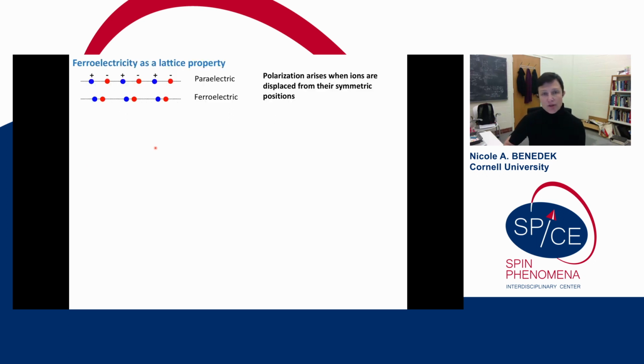In polar and ferroelectric materials, there is a spontaneous macroscopic polarization. The polarization arising from a row of alternating equally spaced positive and negative ions is zero, and we call this the paraelectric state or the paraphase. In materials with polar ground states, there's an instability such that when the ions are displaced from their symmetric positions, a polarization arises and the energy of the system goes down.